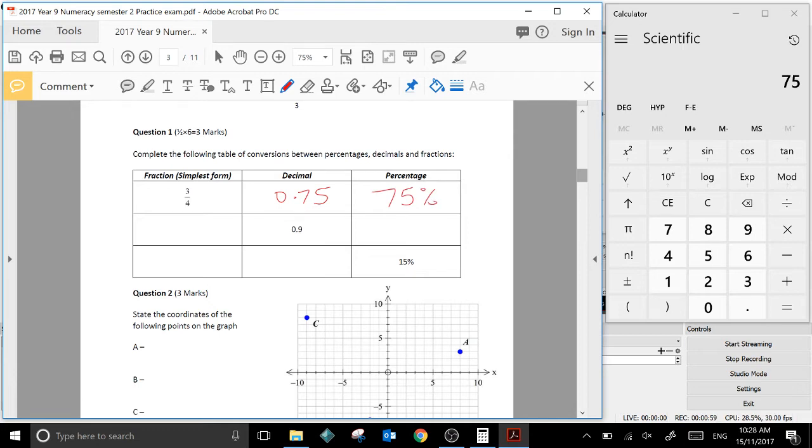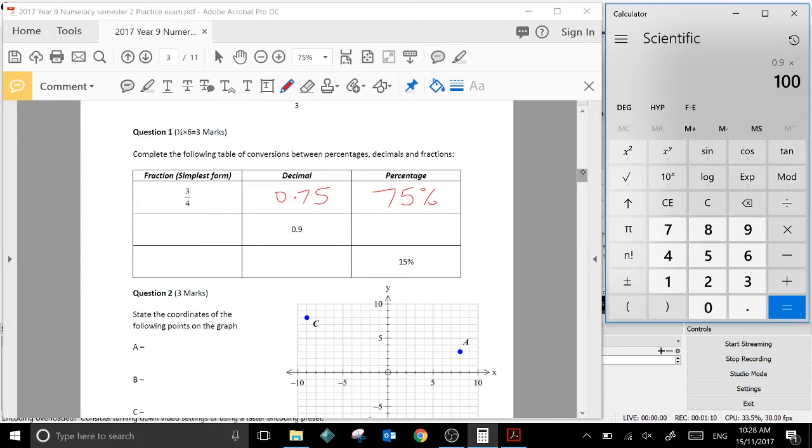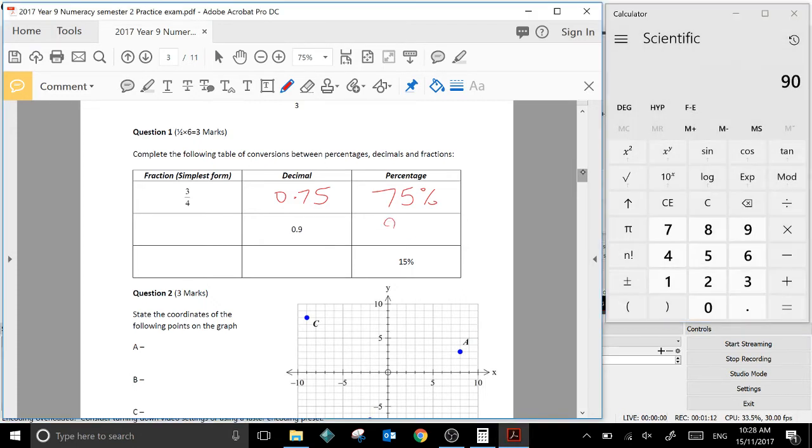For the next one, starting with the decimal, if we want to go from a decimal to a percentage, we just multiply by 100 and we will get 90%. And what is 9/10? 0.9 as a decimal is always, the best way to do this is to call it 9/10 and then simplify that fraction if you can. This one we can't. There's no numbers that divide into 9 and 10 evenly, except for 1.